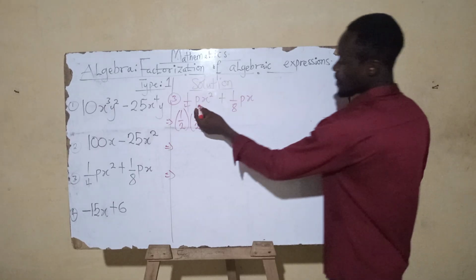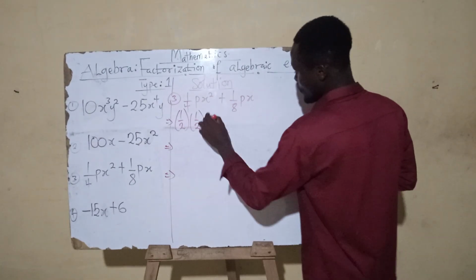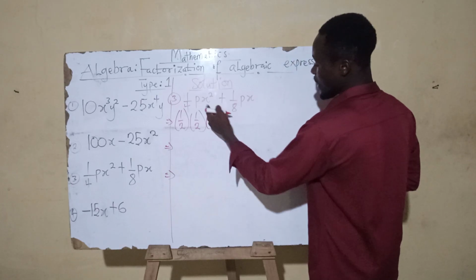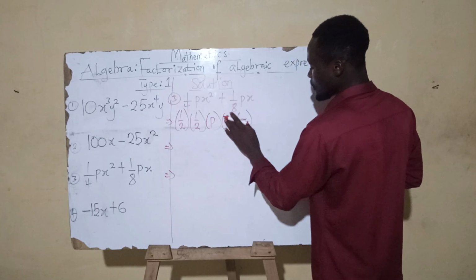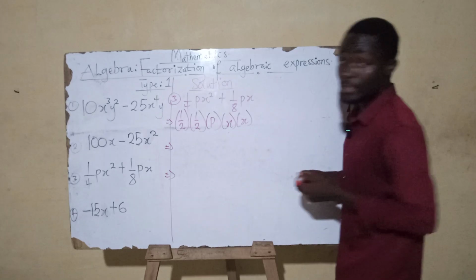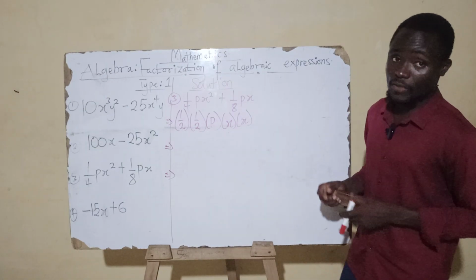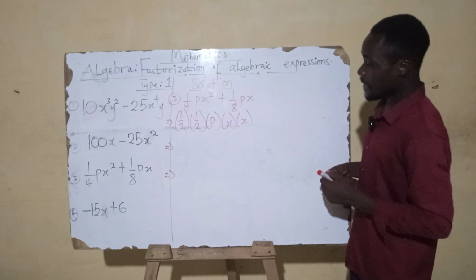Now remember there is p, the variable p attached to it. So p is also multiplying. I have x multiplying another x also multiplying. Let me write this x more so that we can all follow and then move on. Very good. So let's dive into the next part.